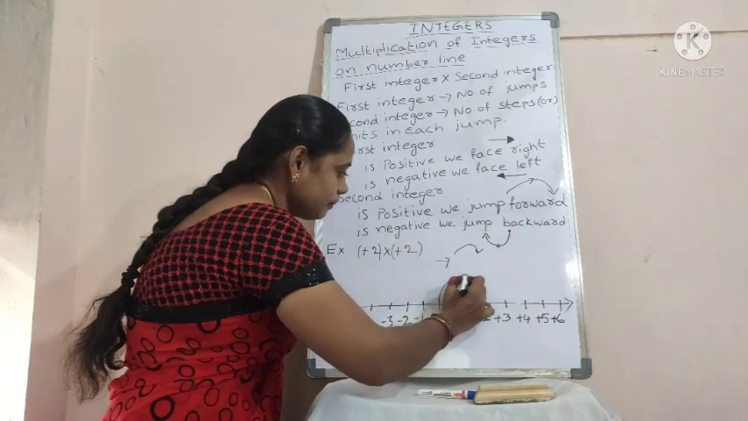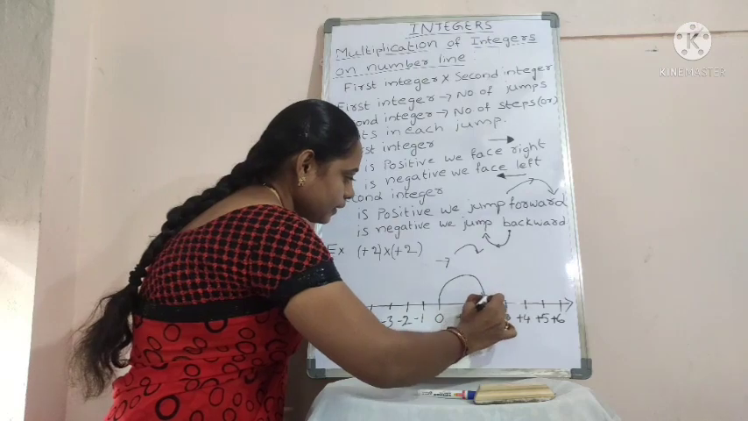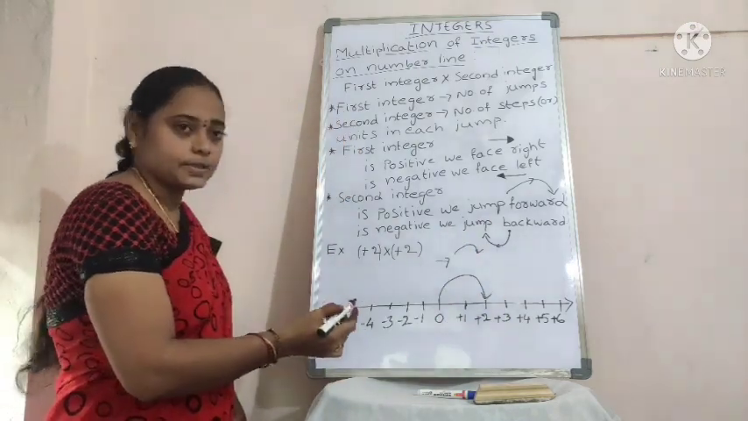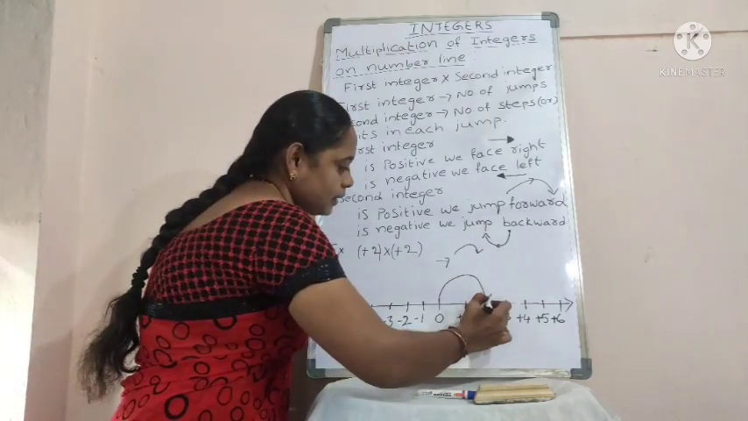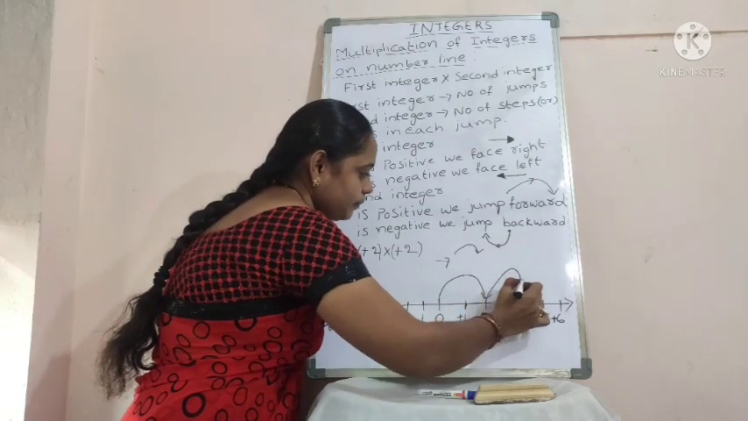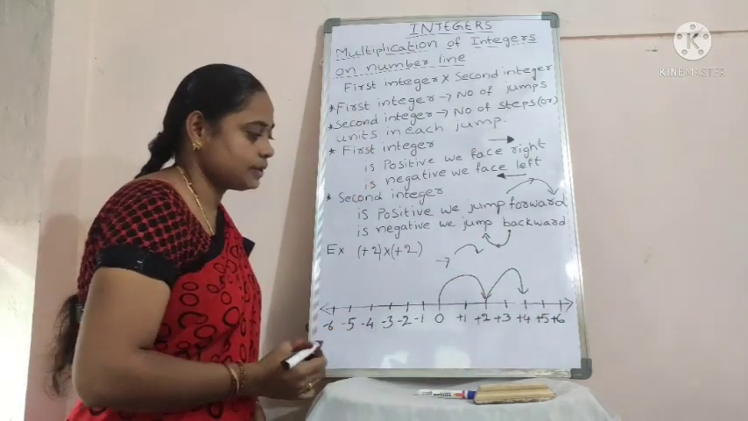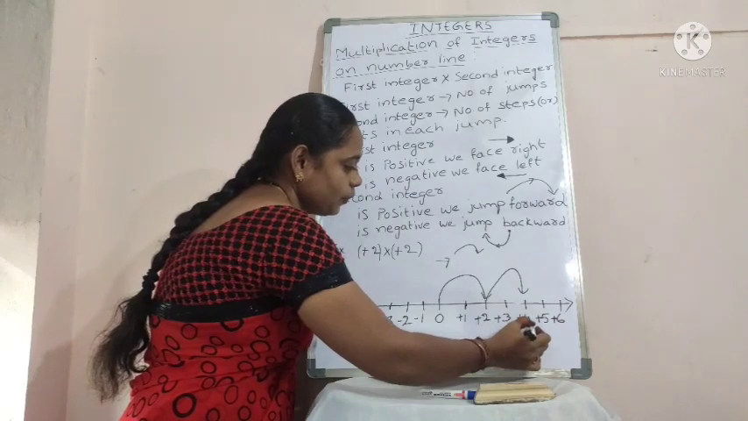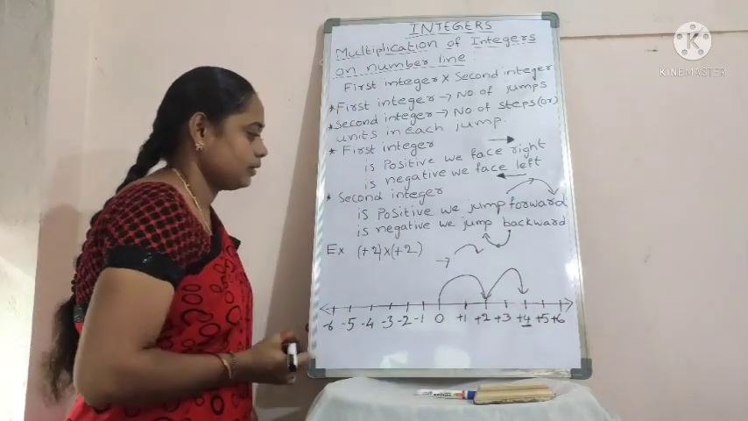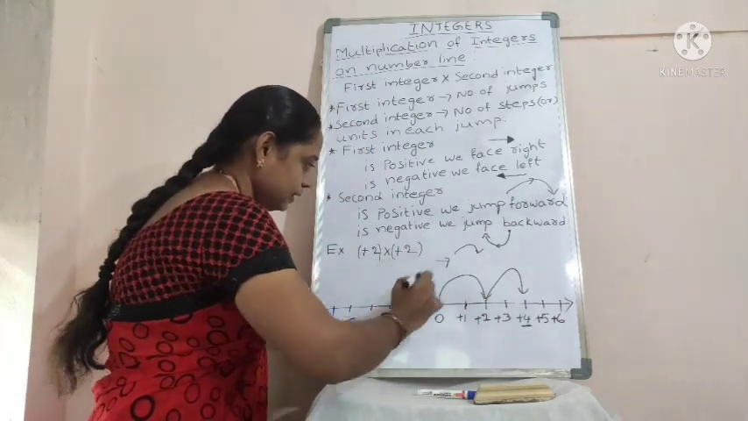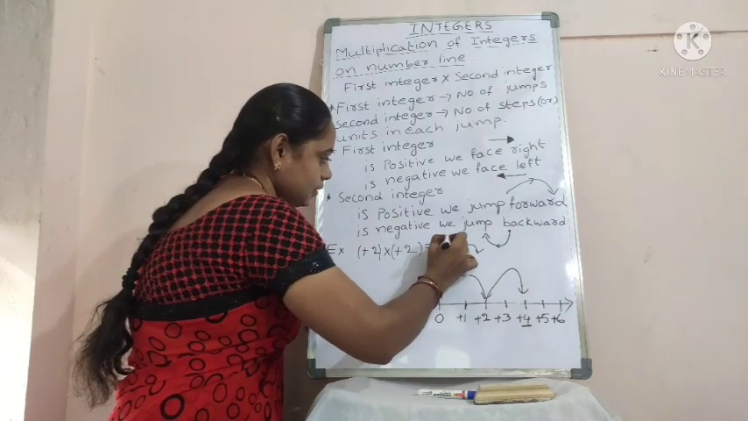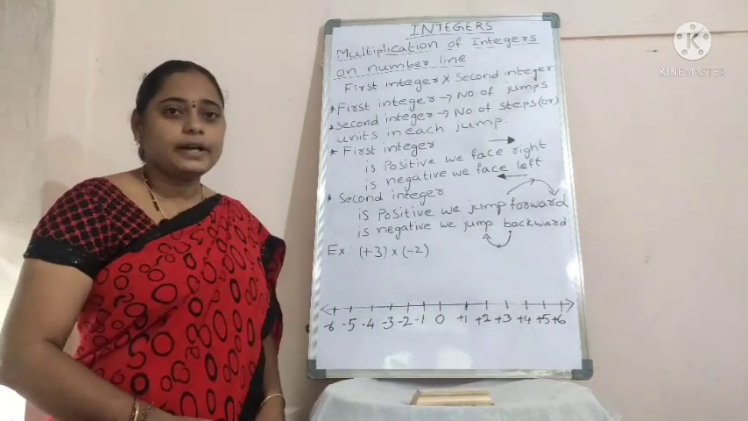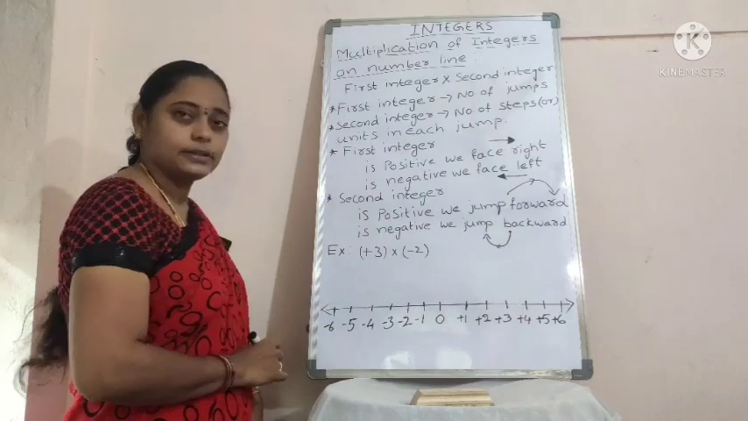Starting from 0, in first jump I take 2 steps. In second jump again take 2 steps and reach 4. So what is the result? 4.